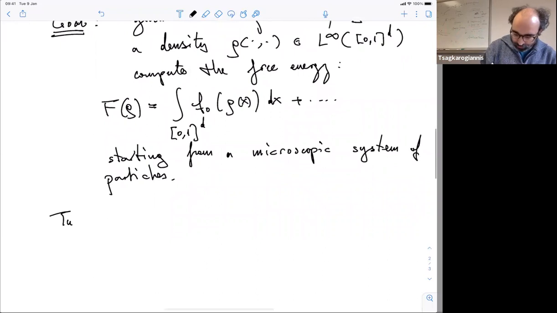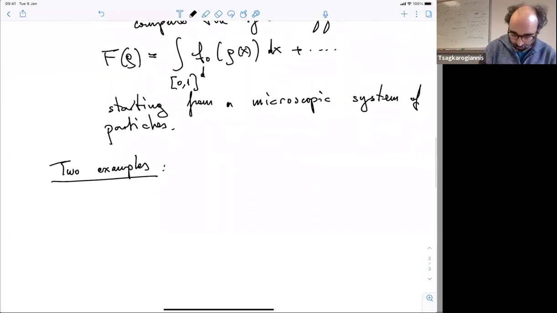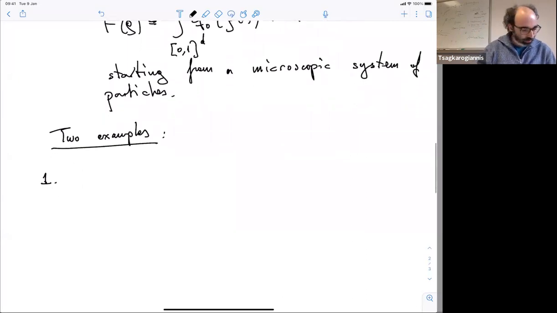So, two examples, as I said. I present the homogeneous one because the notation is very simple. I would be unable to do the inhomogeneous one in a blackboard talk of one hour, but I will say what the difference is.